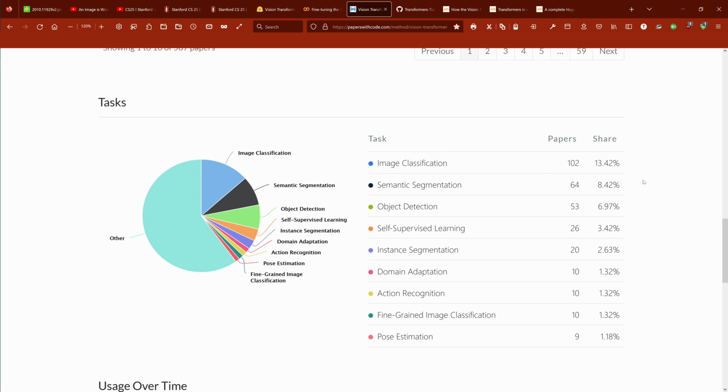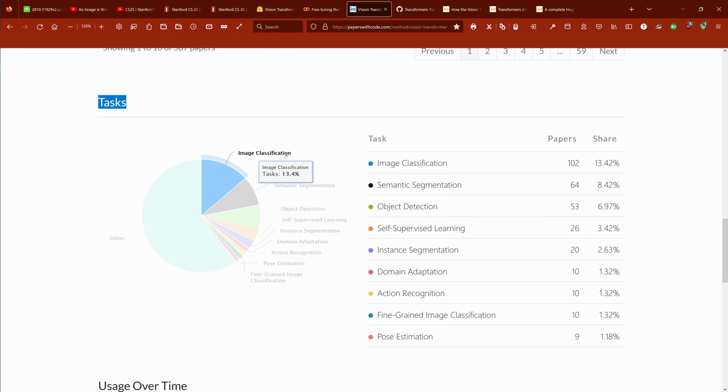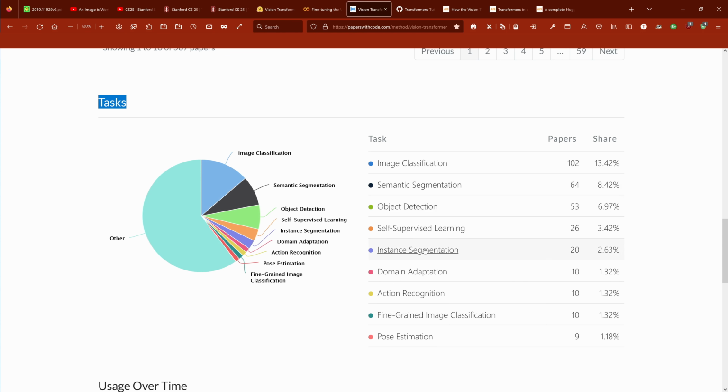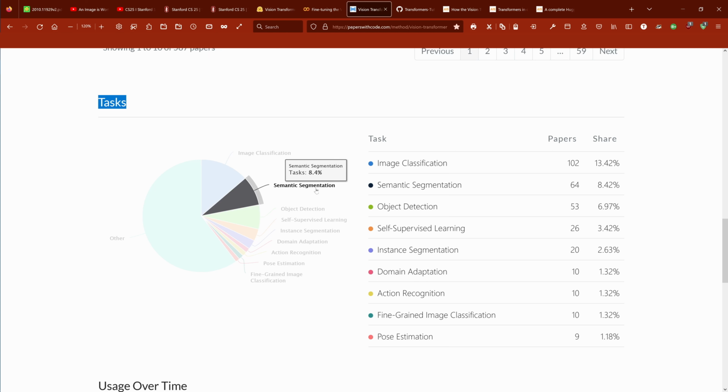This is a very nice presentation. I always look at this. It gives you what are the subtopics here in our vision transformer. Let's have a look at this. You see here immediately, the biggest one is image classification. Means, is this a dog on the picture? Is it a cat? Is it a building? Is it a human? Beautiful. Next one, semantic segmentation. Next one, object detection within an image. Self-supervised learning, instance segmentation, domain adaptation, and a lot of others.